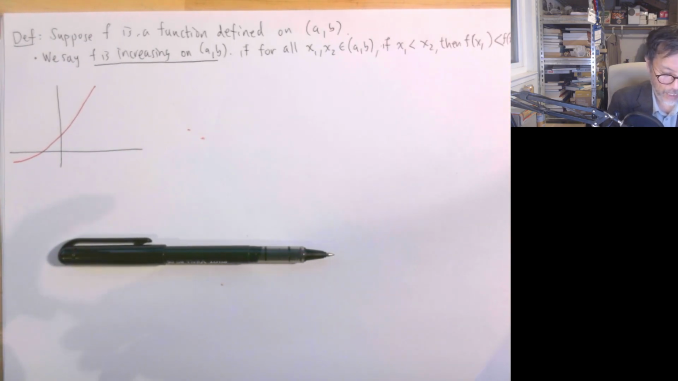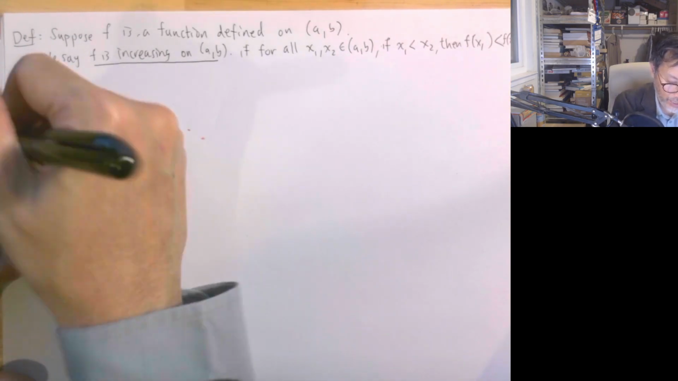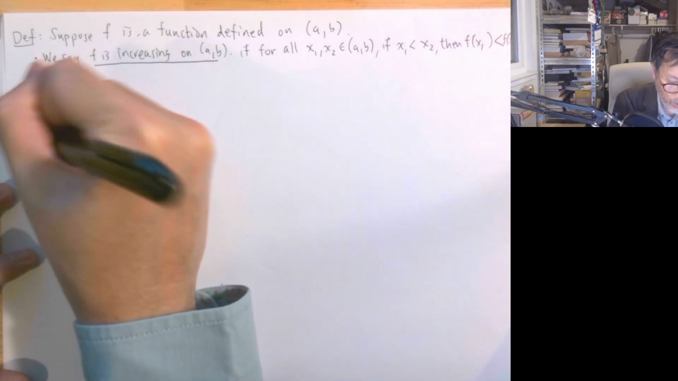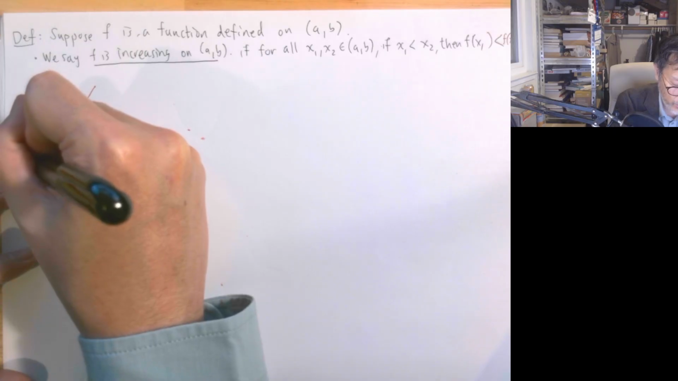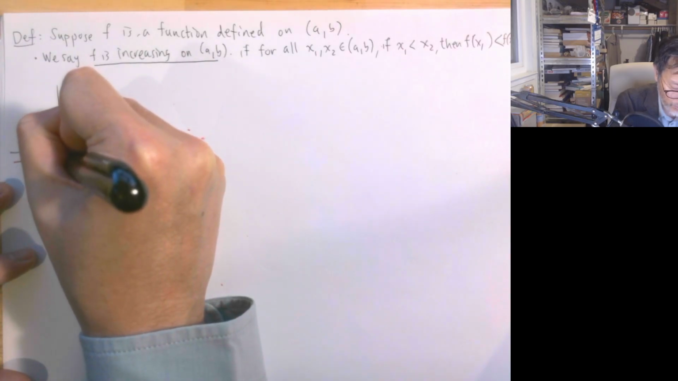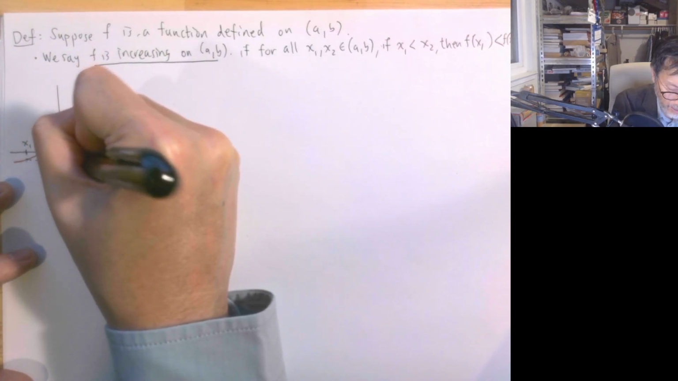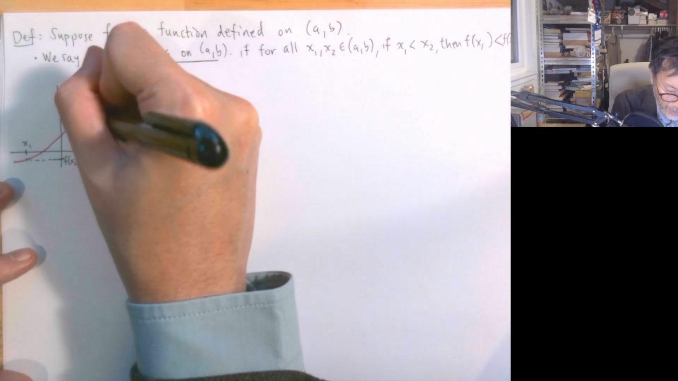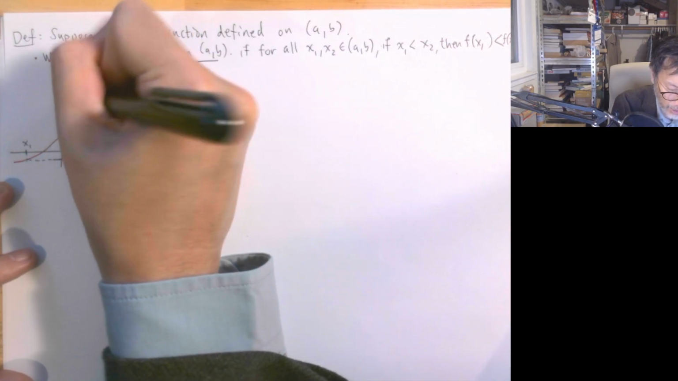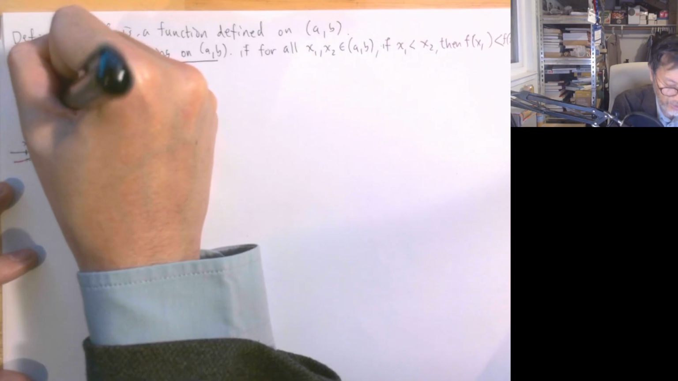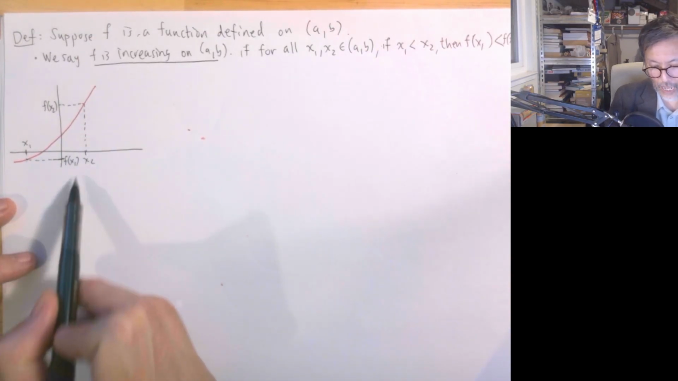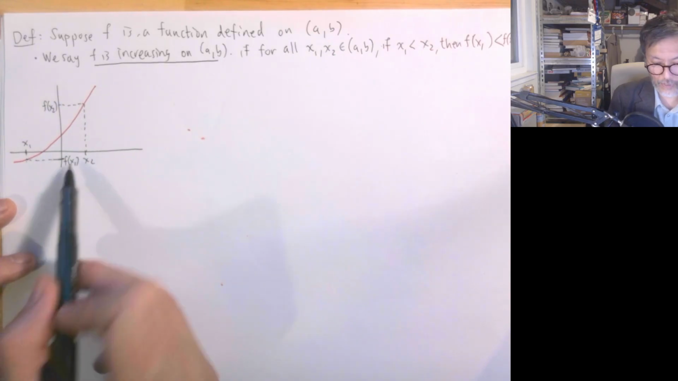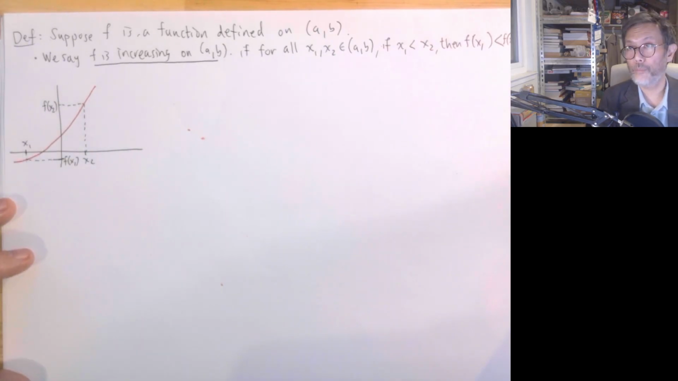Why? Because for any x1 and x2 that I choose, if x1 is to the left of x2, then I can look at f of x1. This would be f of x1 right here. And don't you agree that f of x1 is smaller than f of x2? Think about the y coordinates that these correspond to. F of x1 in this picture looks negative. F of x2 looks pretty positive.